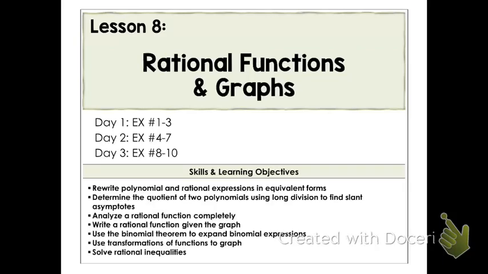Right, lesson 8, rational functions and graphs. So here in 8a, we're going to rewrite polynomial and rational expressions in equivalent forms. We're going to determine the quotient of two polynomials using long division to find slant asymptotes. We're going to analyze a rational function completely.